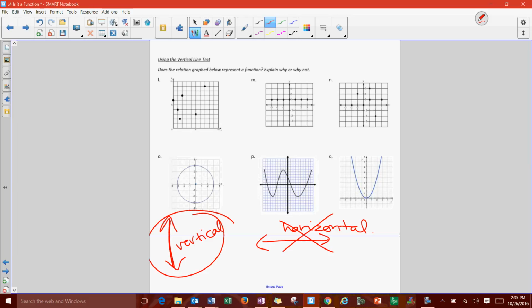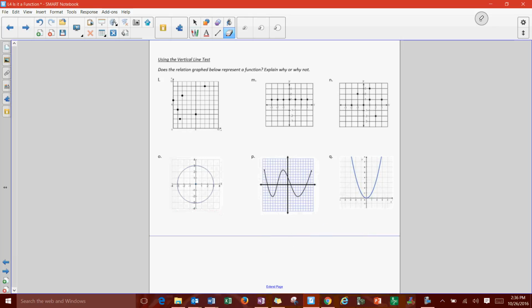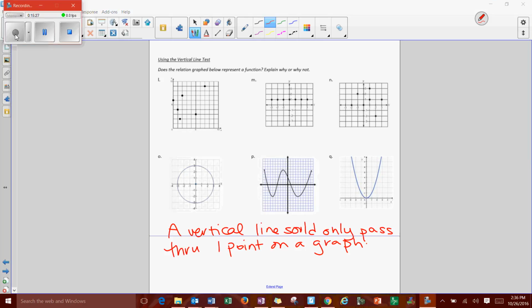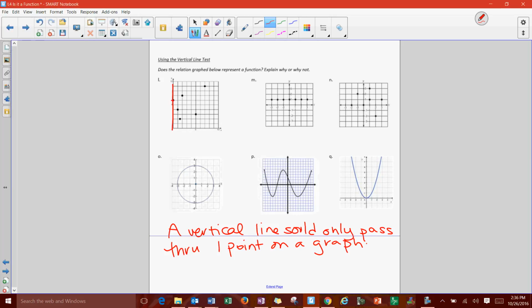And anytime that you draw a vertical line, it should only pass through one point on the graph. So I'm going to write down what the vertical line test says, and if you want, you can copy it down. So there's what the vertical line test says: a vertical line should only pass through one point on a graph. So if I'm going to start with letter L, I'm going to draw vertical lines. Here it only passes through one point.